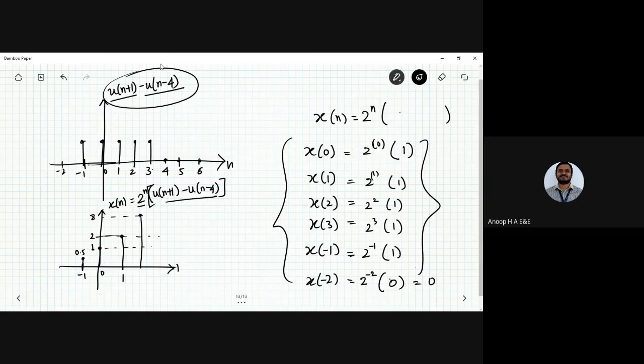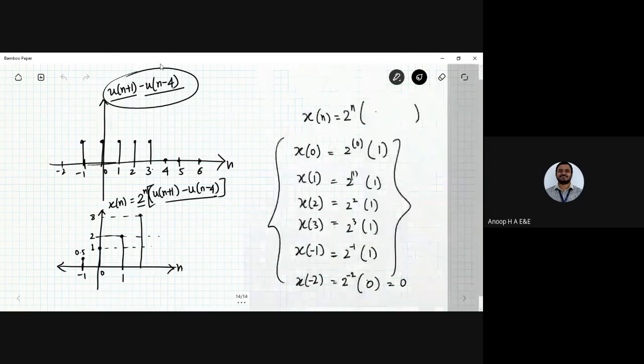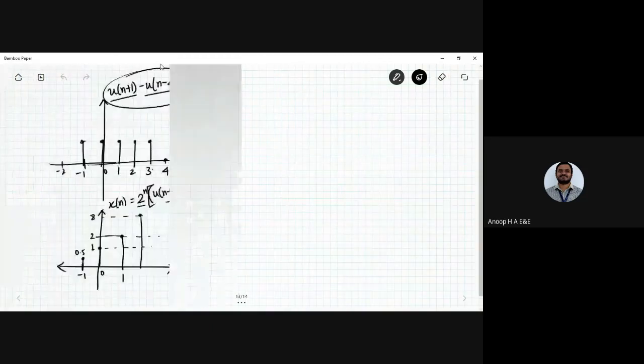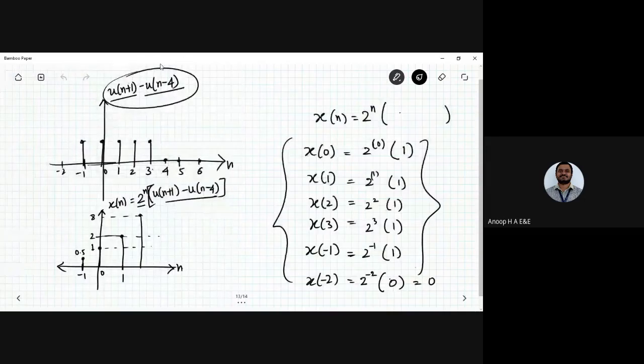This is the x of n signal. Let me redraw it again. At 1, it is 2 power 1, that is 2. Sorry, we have left out one value: at 2, 2 power 2 is equal to 4. So 2, and this one is 3.